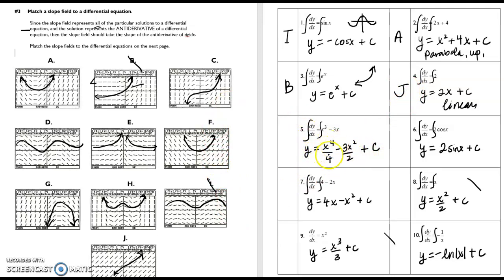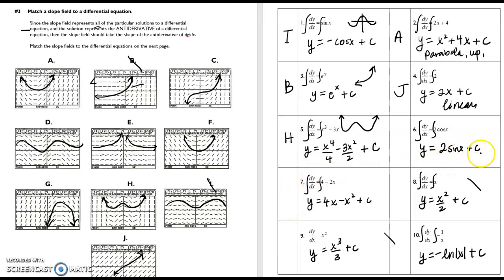Number 5, x to the 4th over 4 minus 3x squared plus c. So it's even degree, so I know it's going to be the same end behavior and positive leading coefficient, so it's going to be up and up. And then because it's to the 4th degree, I'm assuming I can see some shapes like that. So down, up, that kind of thing. So that looks like H.